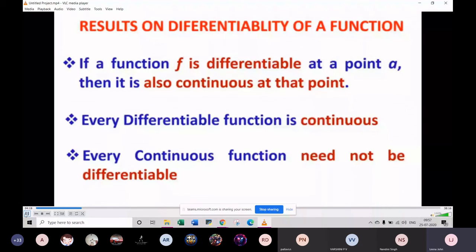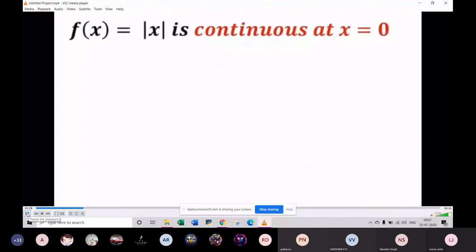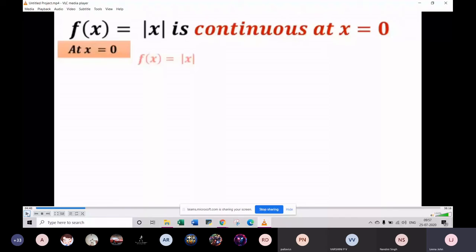It is a simple example. I'll explain it to you. This is a very important example. The modulus function f of x equal to mod x is continuous at x equal to 0. You know what the shape of f of x equal to mod x is. It is a V shape. We have already seen a lot of GeoGebra graphs. It is a V-shaped graph, and we know that f is continuous at x equal to 0. We have already done it. Only one point we are considering, that is the point 0. Now we will check the continuity at 0 as well as the differentiability of the function at 0.